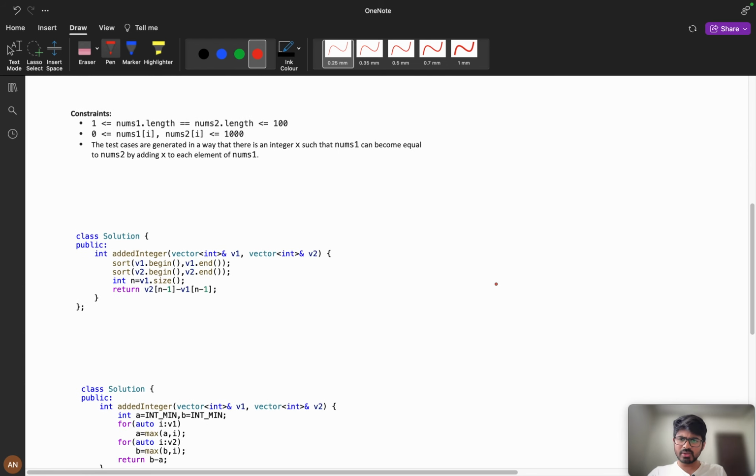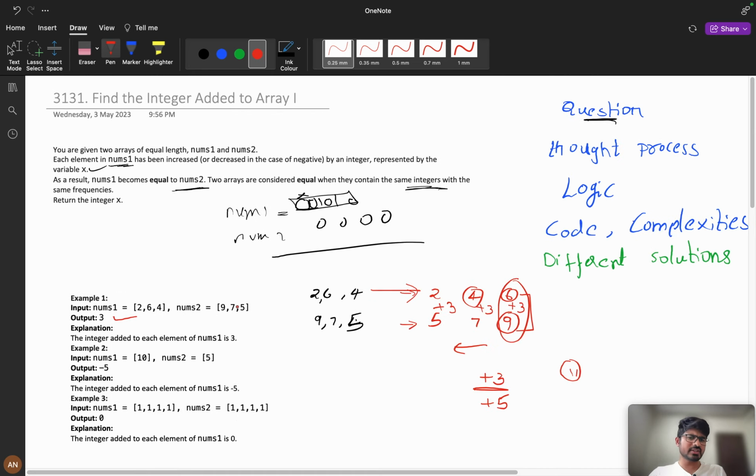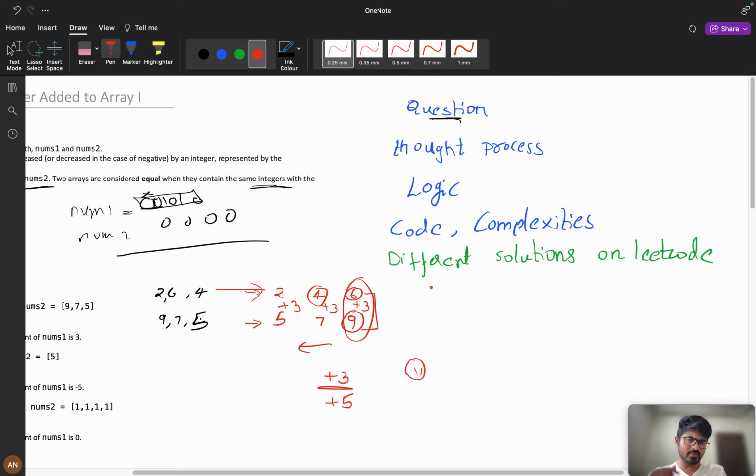Now let's see the coding part. It's simple. First we will sort, and we are taking the last two elements and we are going to subtract them. So this is the first approach that came to my mind. Then I saw different solutions on LeetCode. Now the interviewer will say, instead of sorting, how can you come up with the solution? Don't use sort and come up with the solution.